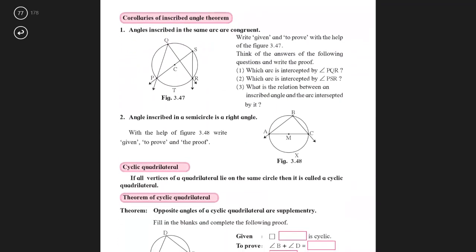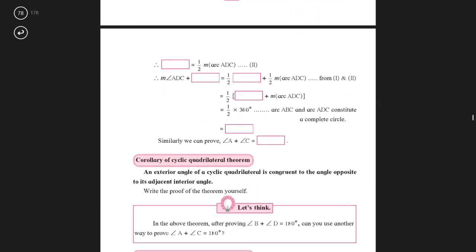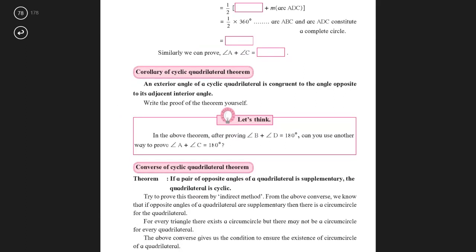You just need to draw the figure and write the corollary. Angles inscribed in the same arc are congruent. Draw the figure. Angle inscribed in a semicircle is a right angle. Draw the figure 3.48. Okay, these are the 2 corollaries to be written. Come to cyclic quadrilateral, write the definition of a cyclic quadrilateral. Theorem of cyclic quadrilateral, as I explained, the complete thing you will write. Corollary of cyclic quadrilateral theorem, you will write: an exterior angle of a cyclic quadrilateral is congruent to the angle opposite to the adjacent interior angle.